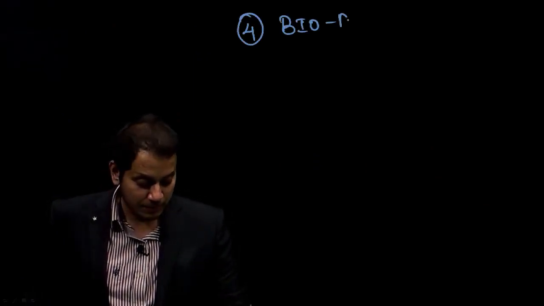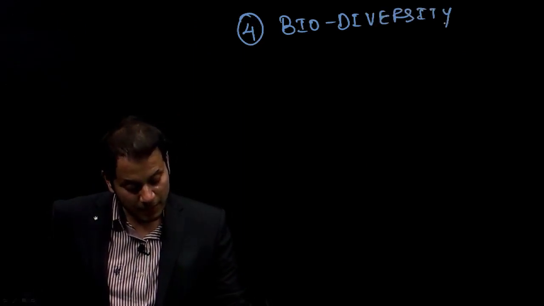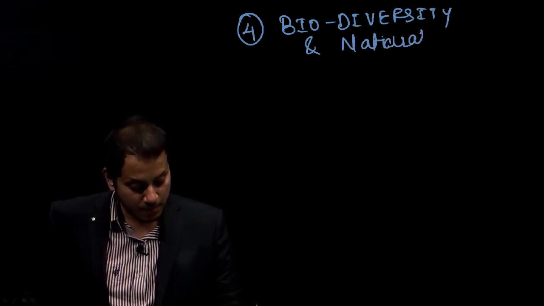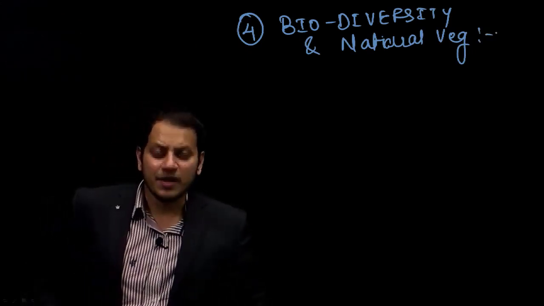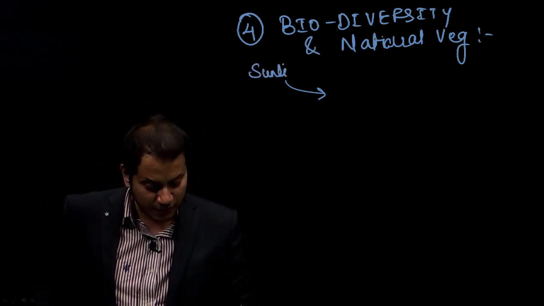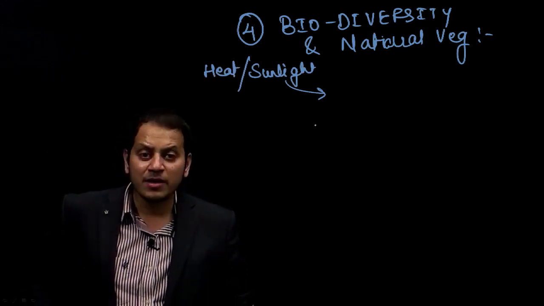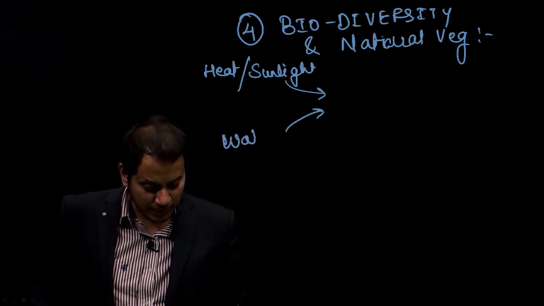So, the fourth point is about the biodiversity and natural vegetation. See, two things are needed for life generally. One of the inputs for life is the amount of sunlight or amount of heat. But heat itself is not enough. The other input you require is the humidity or the water content.